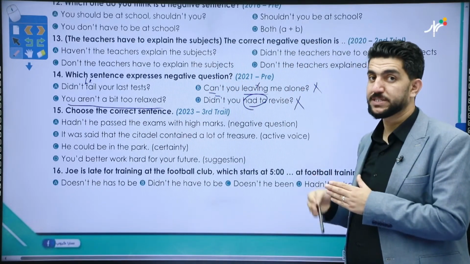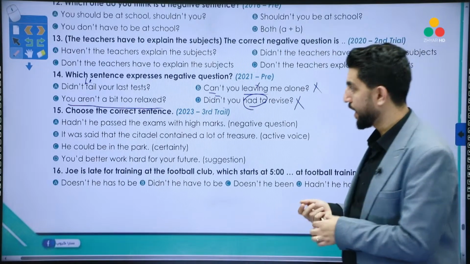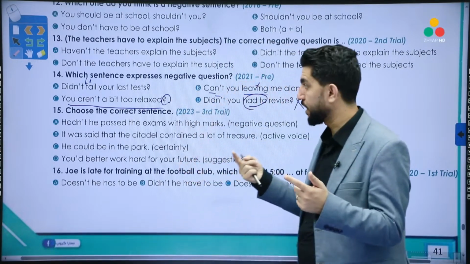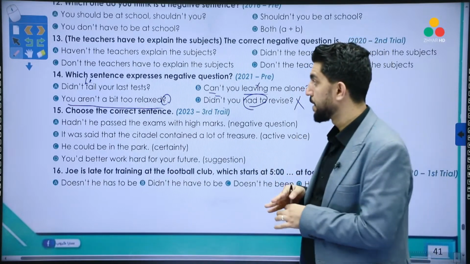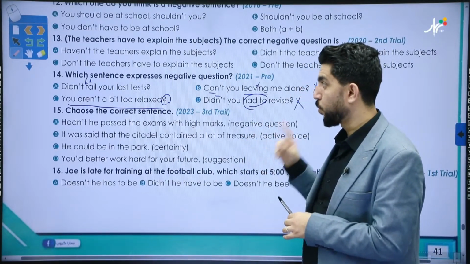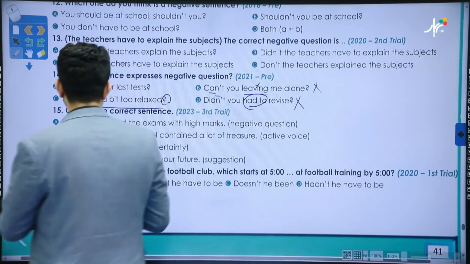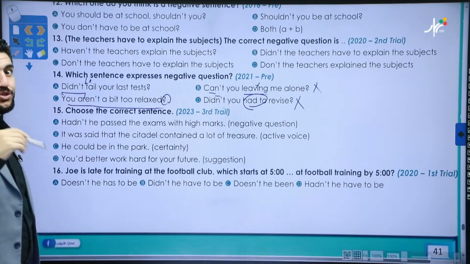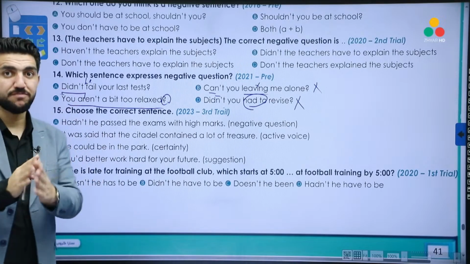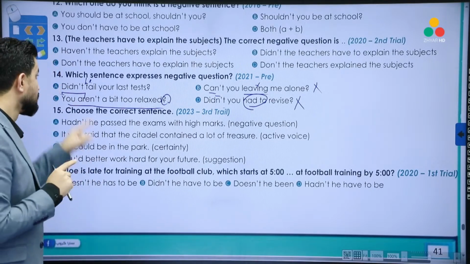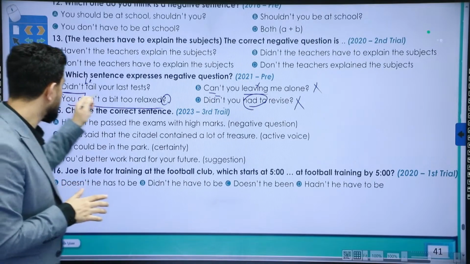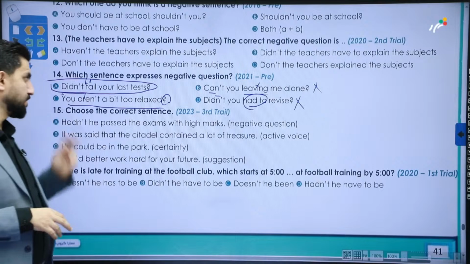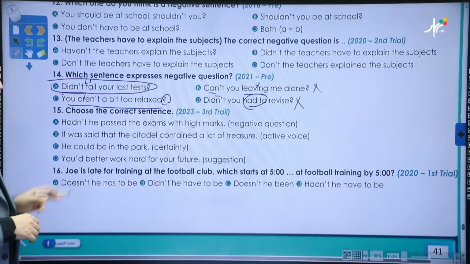Sometimes it could be somehow confusing or tricky. Why? They have put a question mark here to trick you. They play a trick on the students. But that's not a negative question. Why? Because if you remember, we said negative question starts with aren't you, not you aren't. It is negative, but it's not negative question. So be careful. So this one would be the correct answer. Didn't he fail? Didn't they fail? Something like this. Something is missing here. So it must be this one, of course.